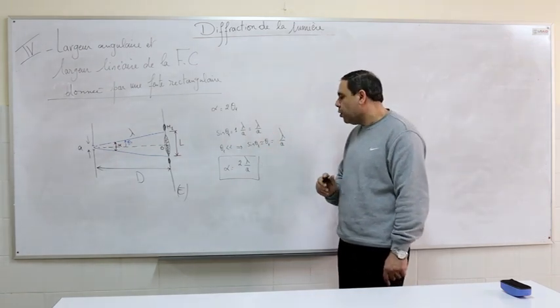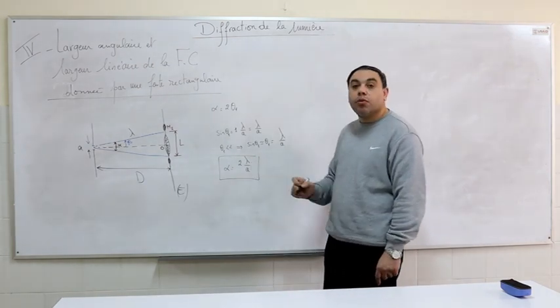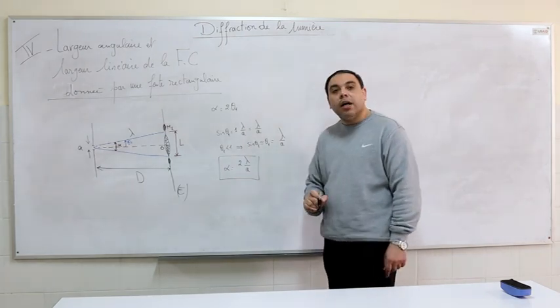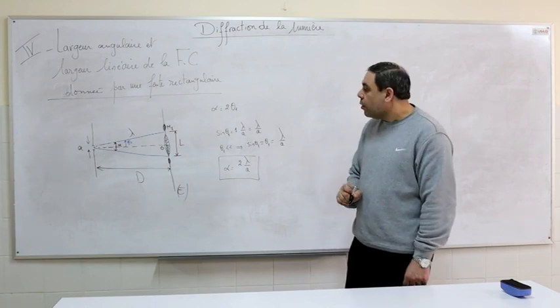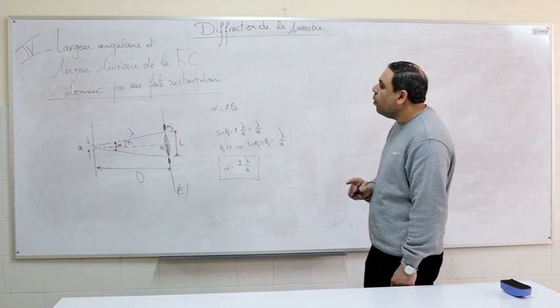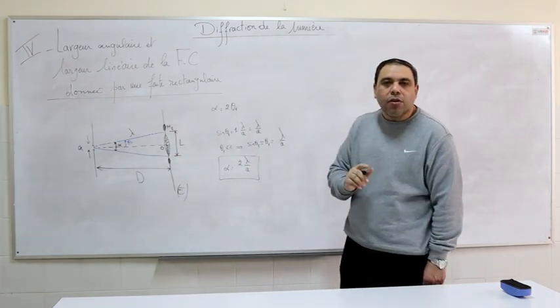This formula is not to be used directly, but you should prove it every time. So as you see, the angular width depends on the wavelength of the light source and the width of the slit. Now let's determine the expression of the linear width of the central fringe.